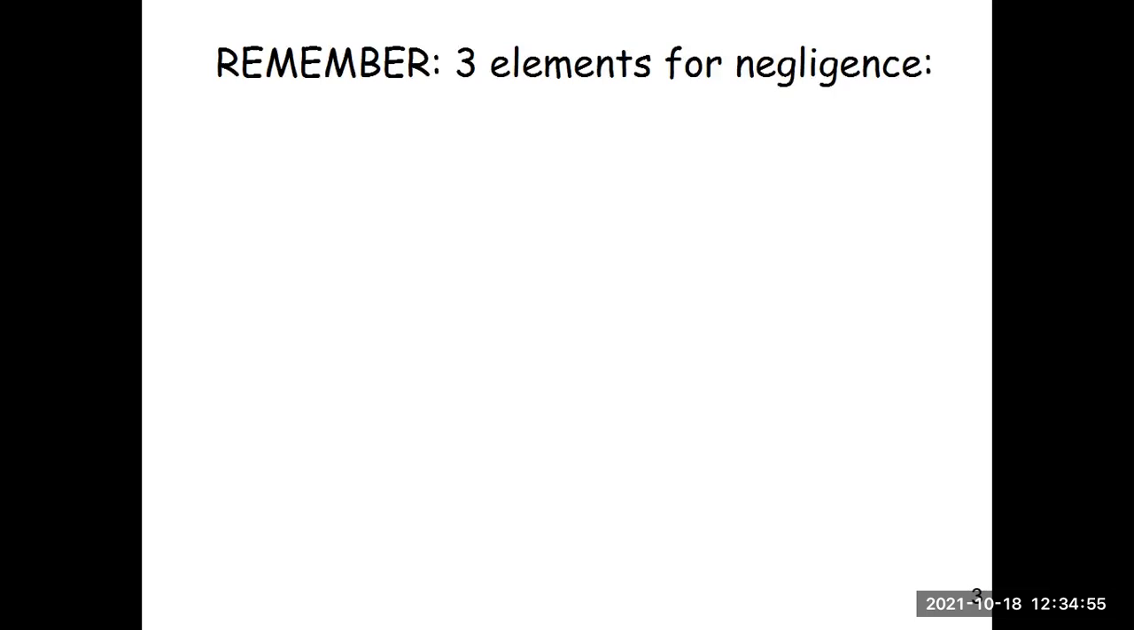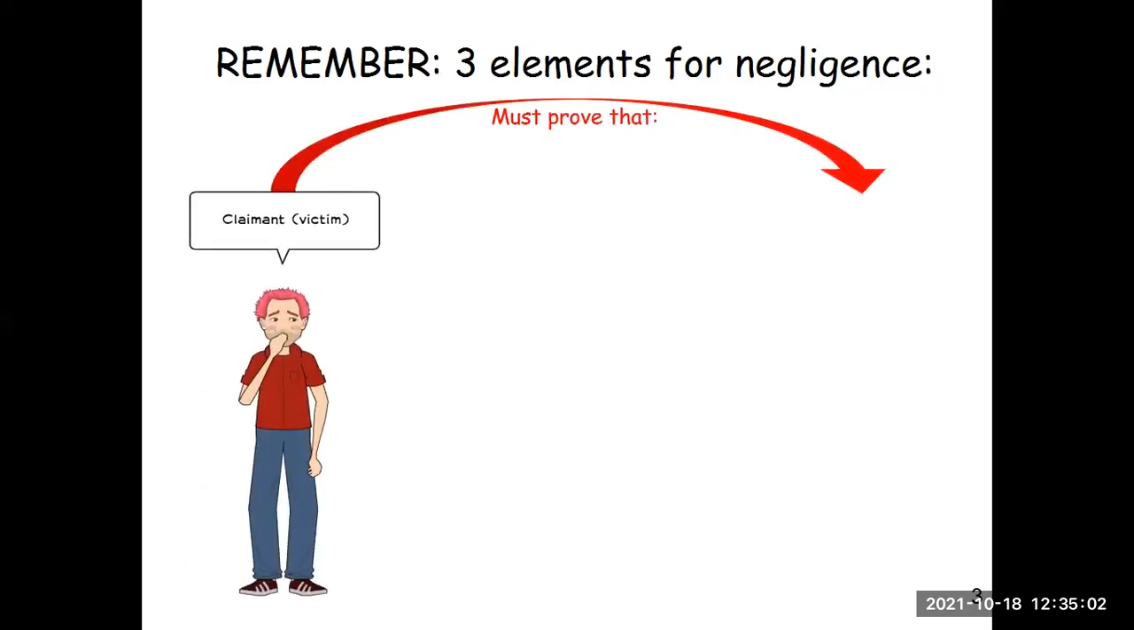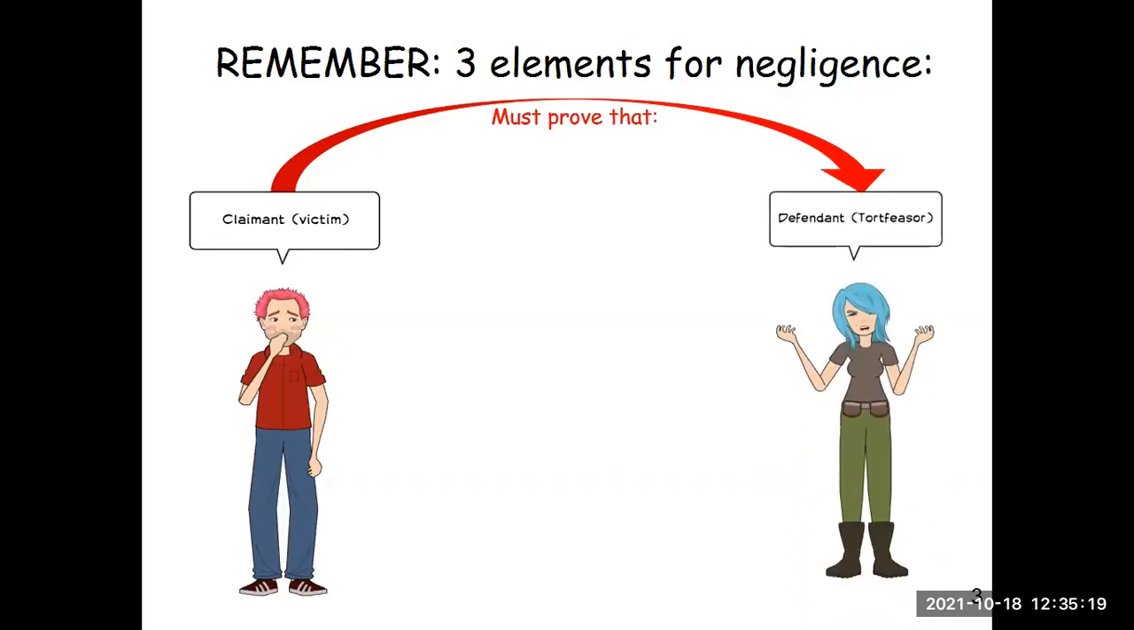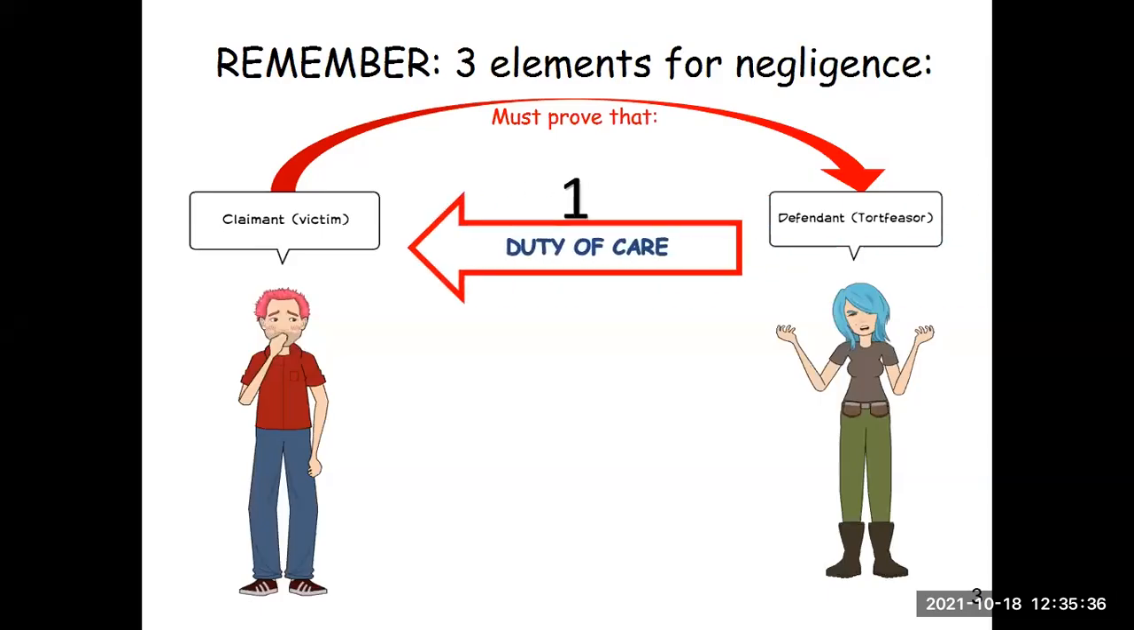Just to refresh your memory, there are three things that the claimant has to prove in order to succeed with a claim for negligence against what we call the tortfeasor. So the person who commits the tort, or allegedly committed the tort, is called the tortfeasor. For negligence, the first thing the claimant needs to prove is the duty of care. The claimant has to prove to the court that the defendant owed the claimant a duty of care.